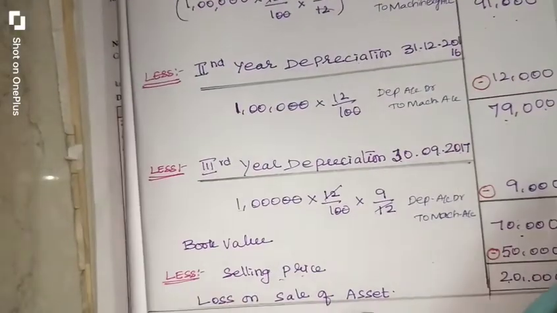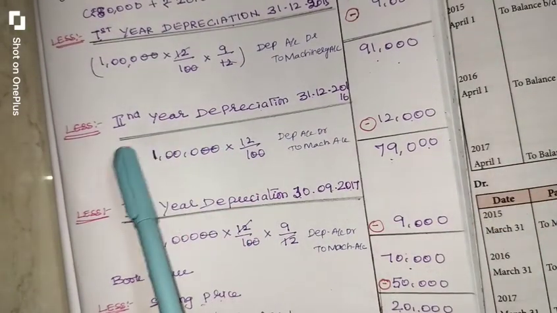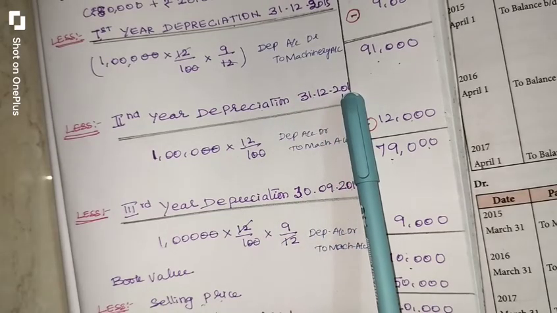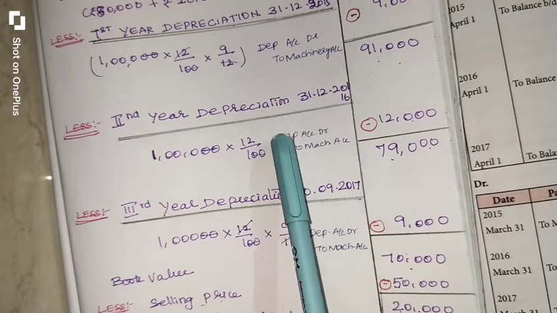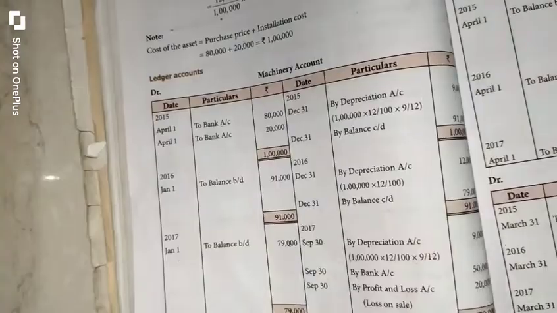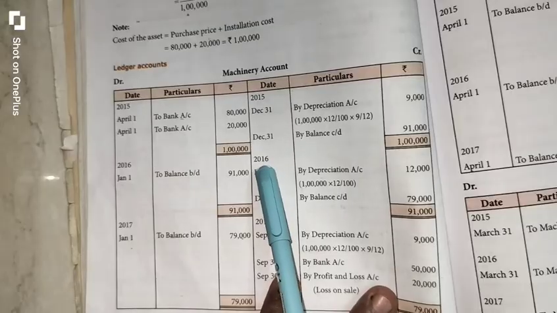Then we have to enter the second year depreciation account, dated 31st December 2016. What's the journal entry for depreciation account? Depreciation account debtor to machinery account, 12,000 rupees. So we entered 31st December 2016, by depreciation account.